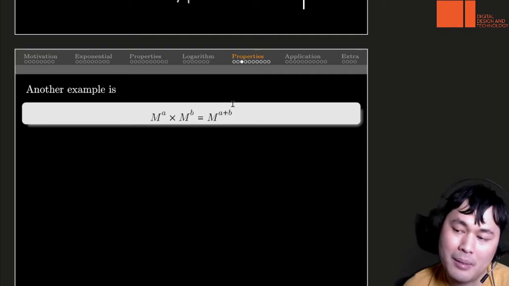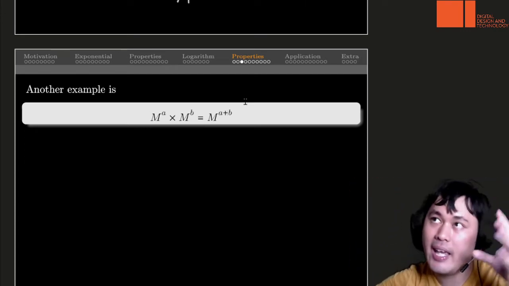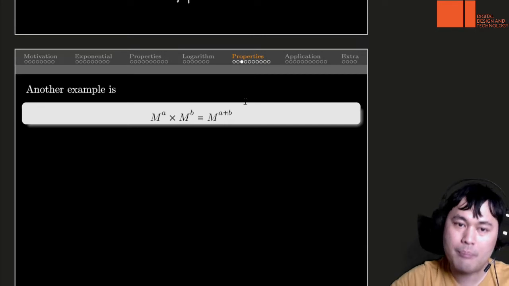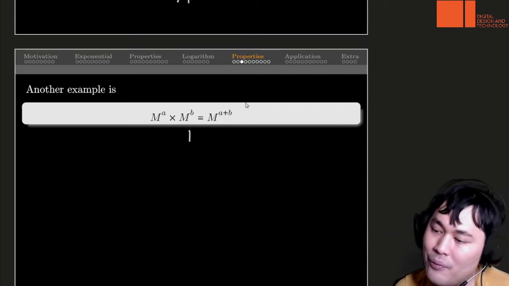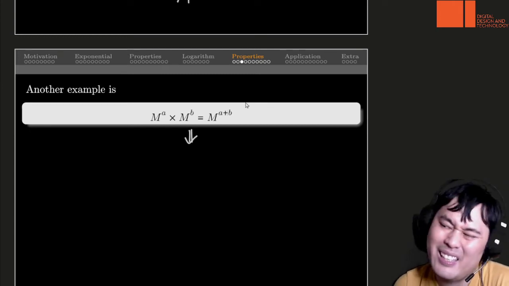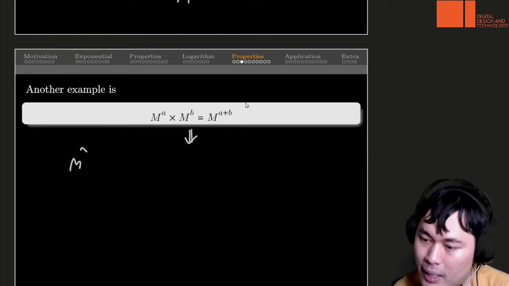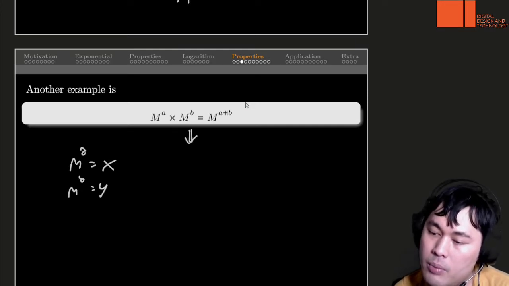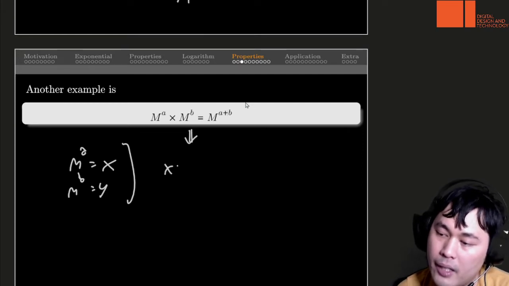Again, if you think about this as repeated multiplication, there are a copies of m over here, there are b copies of m over there. When we combine them, we get a plus b. But when we turn this into logarithm properties, it gets slightly messier. So let's say the way we do this is we let m to the a be x and m to the b be y, so that we get x times y.